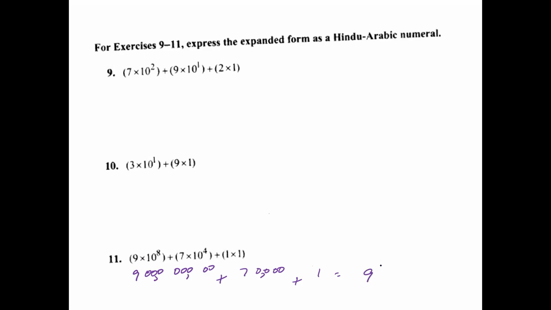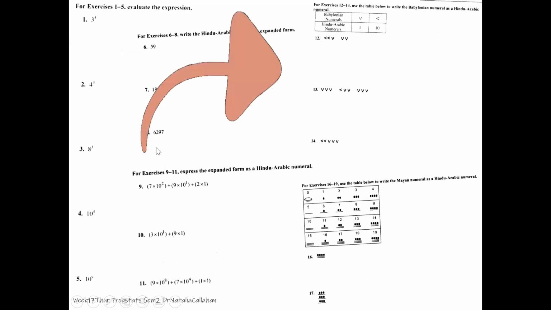So 900, or excuse me, 1, 2, 3, 1, 2, 3. So 900 million, 70,000 and 1. So now you guys try 10 and 9. Okay, let's take a look over here to the right side.